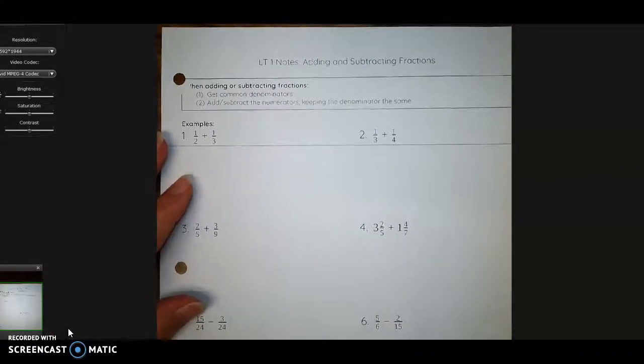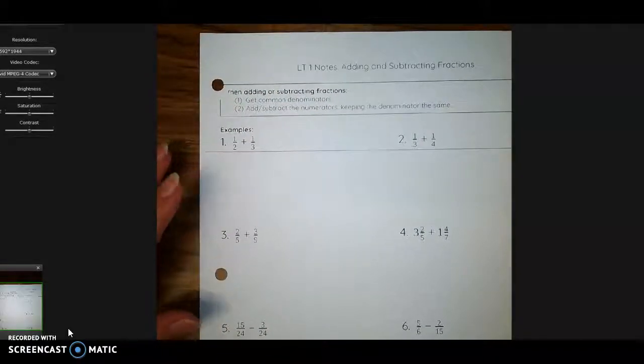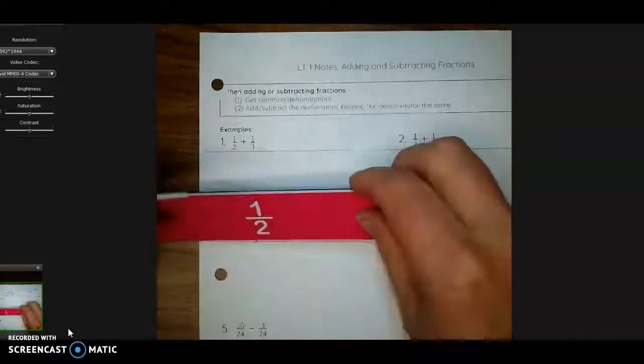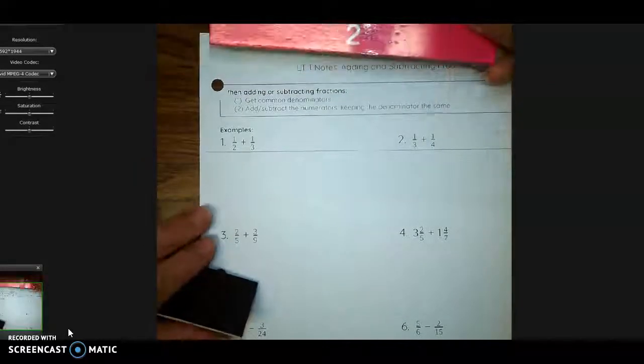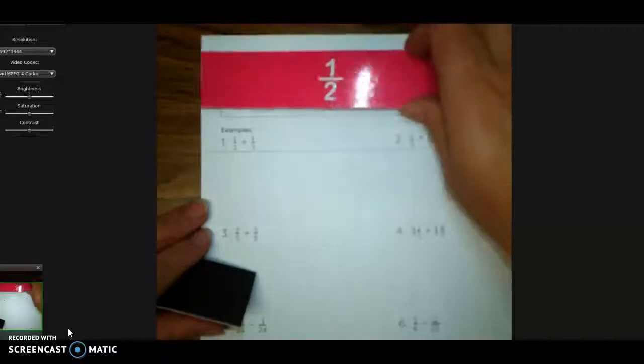All right, this is going to be adding and subtracting fractions, and we're going to start off with the fraction 1/2 plus 1/3. I showed in class where the first step there says get common denominators, and I wanted to talk about why we need common denominators.